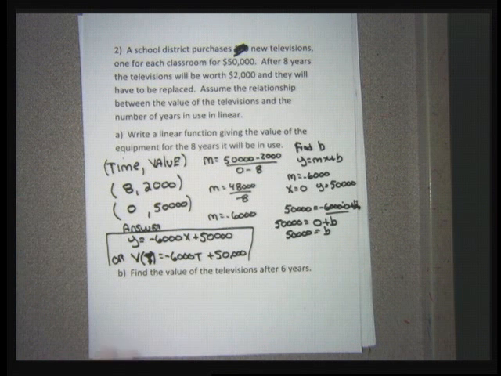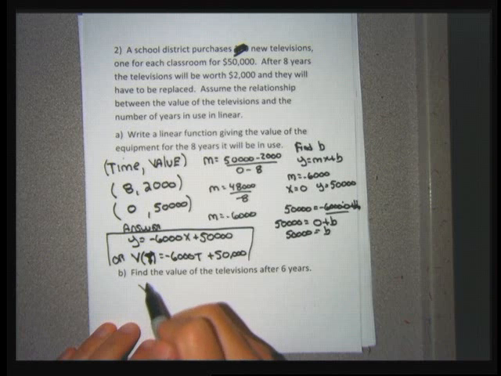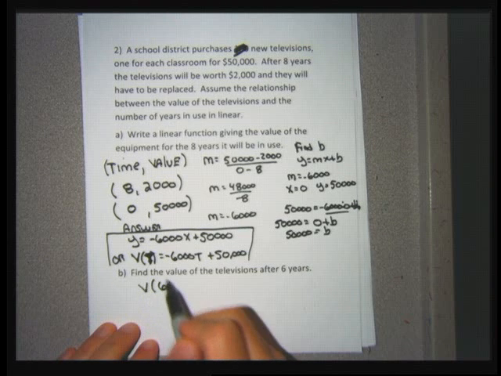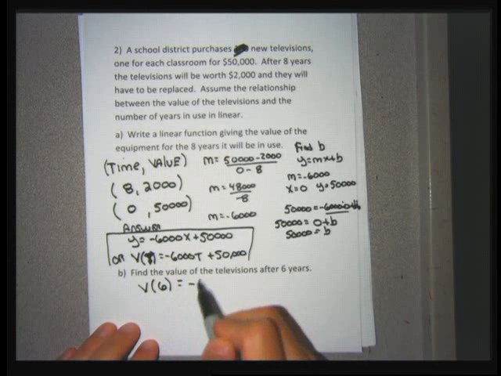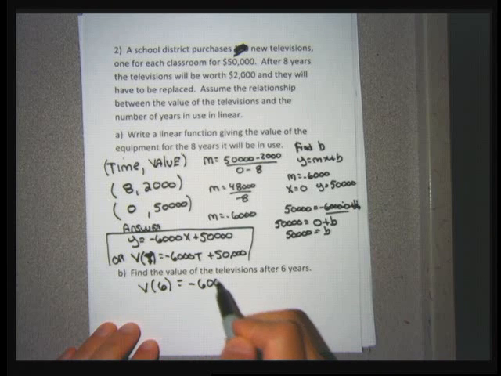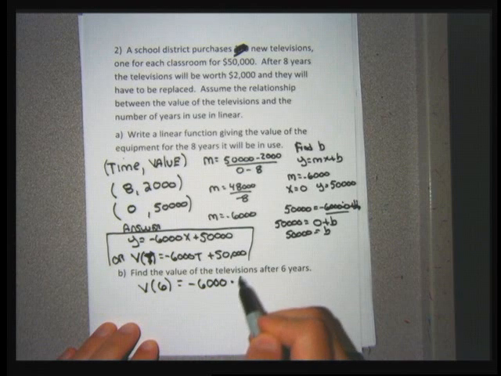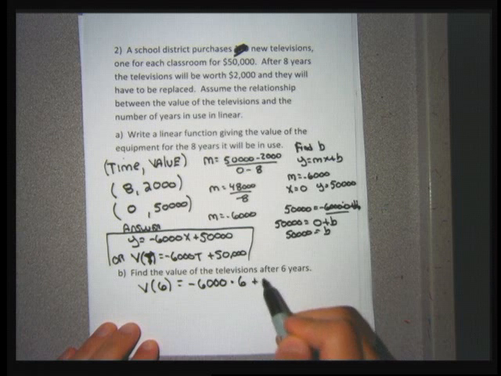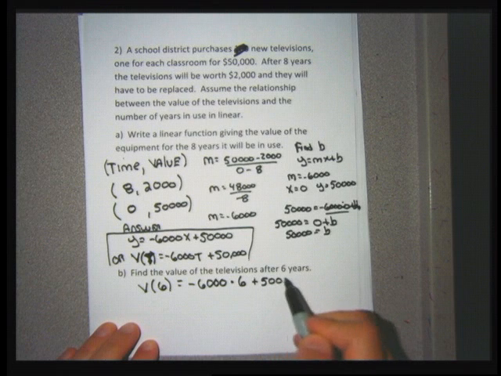Find the value after 6 years. I just need to plug in 6 for x if I'm using the top equation, 6 for t if I'm using the bottom equation, because 6 stands for the number of years. In the top equation, my x stands for the number of years. In my bottom equation, the t stands for the number of years.